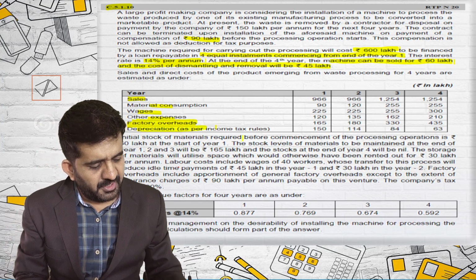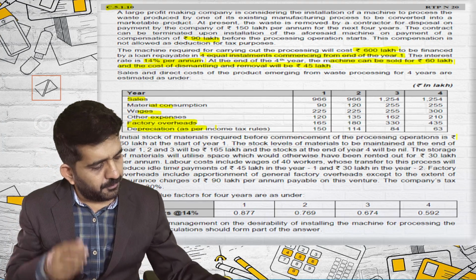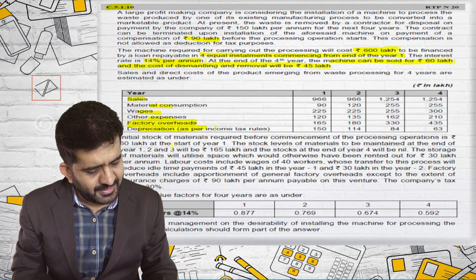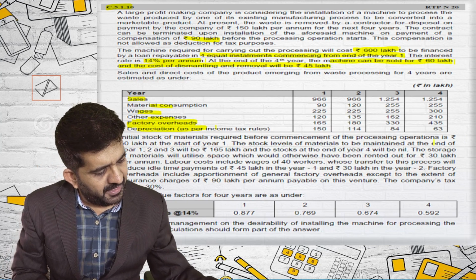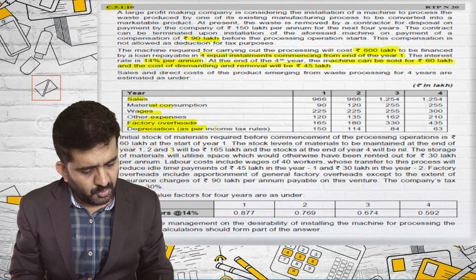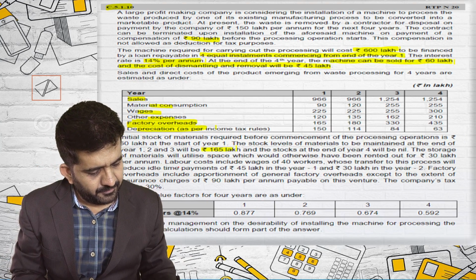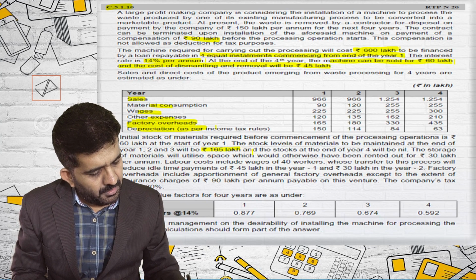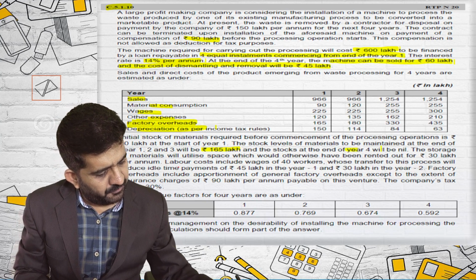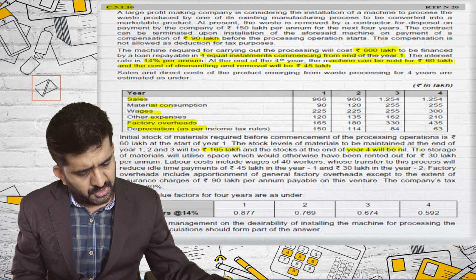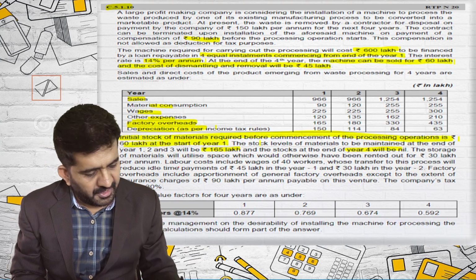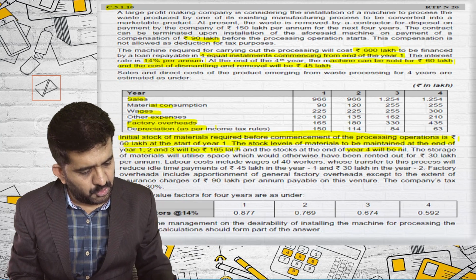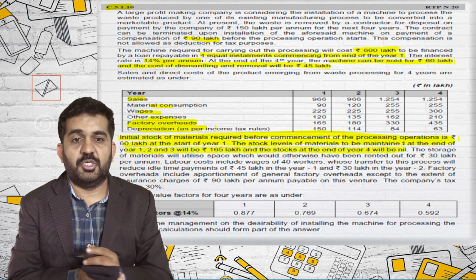Initial stock of materials required before commencement of the processing operation is 60 lakhs at the start of year 1. The stock levels of the materials to be maintained at the end of years 1, 2 and 3 will be 165 lakhs. And the stock at the end of the 4th year will be nil. Now this is just working capital, and I will teach you how to deal with it in a capital budgeting question.